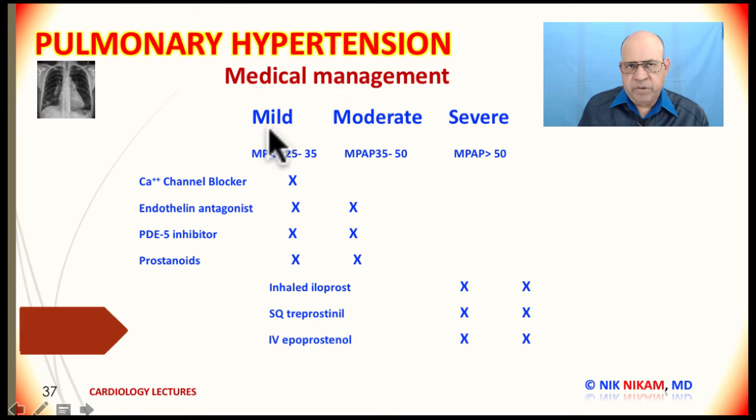If the mean pulmonary arterial pressure is between 25 to 35, we can use calcium channel blockers, endothelin antagonists, phosphodiesterase 5 inhibitors, or prostanoids. However, when we are talking about patients with severe pulmonary hypertension or patients who have class 4 symptoms, then we are talking about inhaled iloprost, subcutaneous treprostinil, or IV epoprostenol.